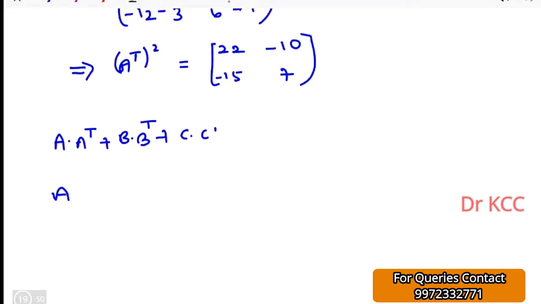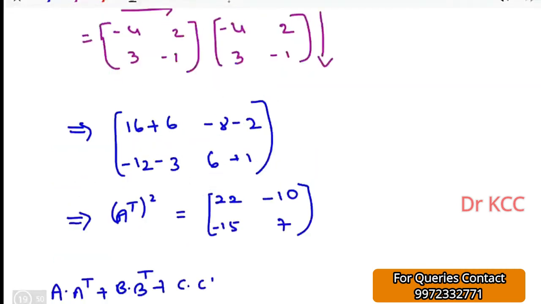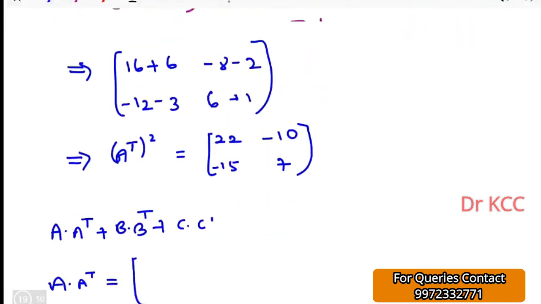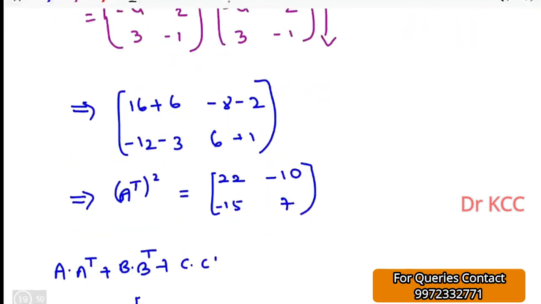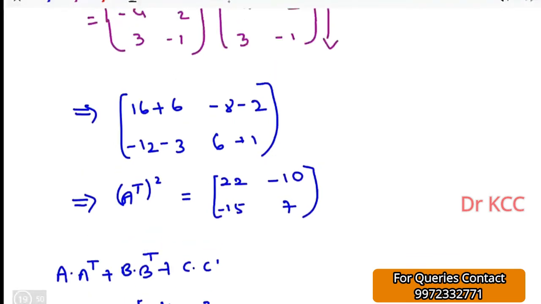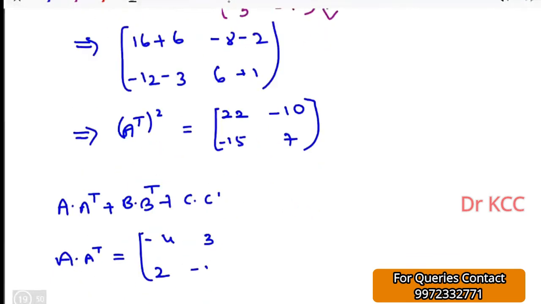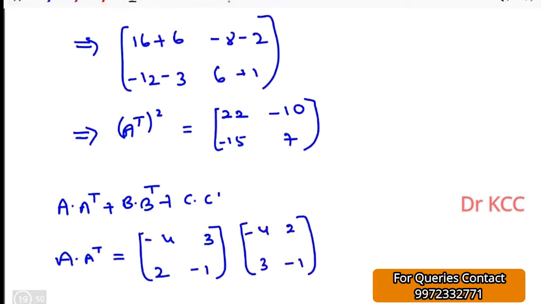Let's see what we get. What is A matrix? It was here: minus 4, 2, 3, minus 1. So we get minus 4, 3, 2, minus 1. They say to multiply A with its transpose. So what is the transpose now? Minus 4, 3, 2, minus 1. Then multiply and keep your answer.